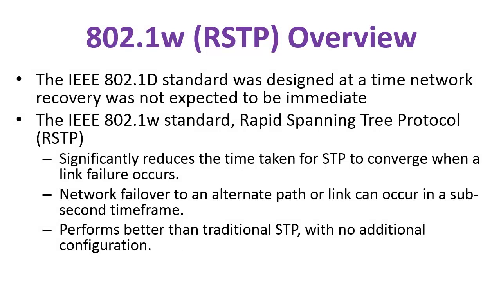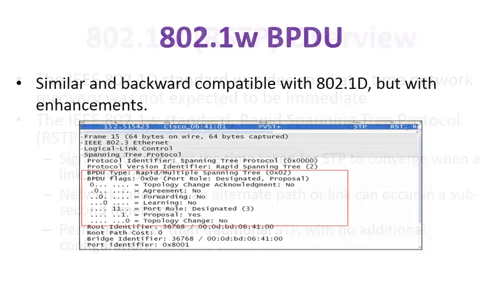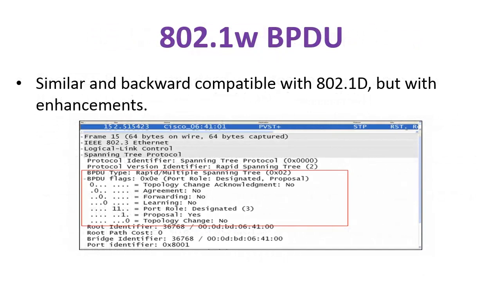Now, the 802.1d standard was designed at a time when network recovery was not expected to be immediate, and times certainly have changed. And thus, the 802.1w standard, Rapid Spanning Tree Protocol, significantly reduces the time taken for spanning tree protocol to converge when a link failure occurs. Now, network failure to an alternate path can occur in sub-second time frame, so it performs better than traditional spanning tree protocol with no additional configuration. And note, the 802.1w BPDU is similar and backward compatible with the 802.1d.